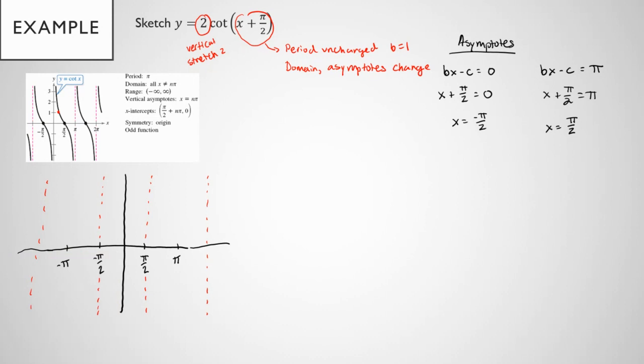I've already said that the period is unchanged, so the period is still going to be pi. So this means that for our domain in this case, we start with one of the asymptotes. We usually start with the positive asymptote. The positive asymptote that we found was pi over 2, and then we add on the period times n. So it'd be pi times n as our new value to find the domain.